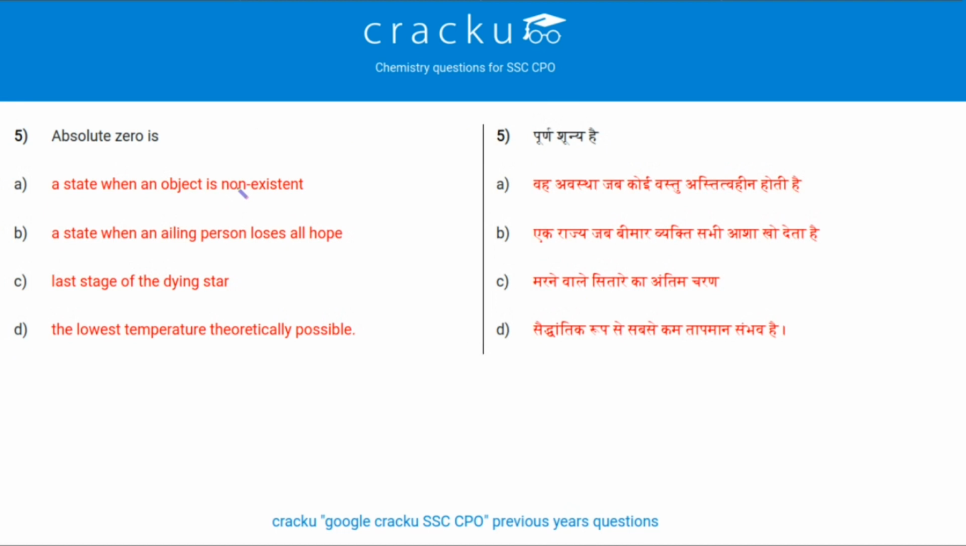Next question. What is absolute zero? Absolute zero is the lowest limit of a thermodynamic temperature scale, a state at which the enthalpy and entropy of a cooled ideal gas reach their minimum value, taken as 0 Kelvin or minus 273.15 degrees Celsius. So we can say absolute zero is the lowest temperature theoretically possible, that is option D.